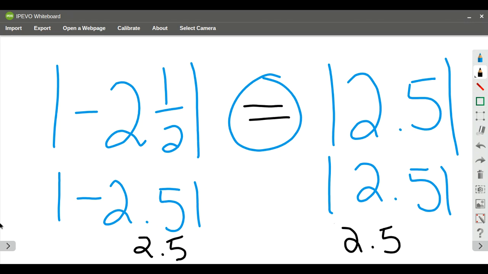So we have done some work on locating absolute value on a number line, using absolute values to make comparisons, and then using an absolute value to interpret real world situations. So you are going to go ahead and do your independent practice, your math practices, and problem solving to finish out this lesson.